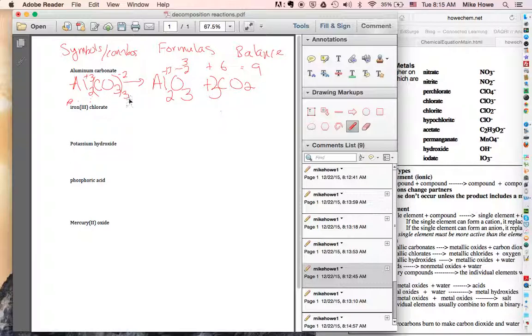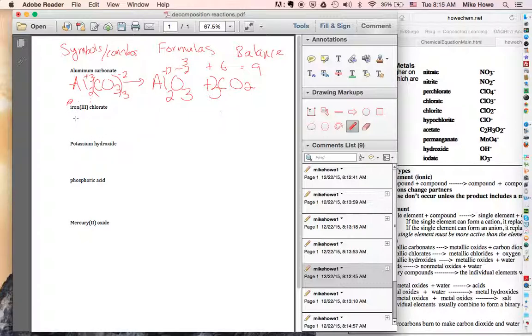On the left side of the equation, there are 3 inside the parentheses, but there is a 3 outside of the parentheses, so you end up with 3 times 3, which makes 9 oxygens on the left side, so that was finished. You recognize a decomposition reaction by the fact that there's only 1 reactant, and it's going to turn into something else. So let's take a look at the next one.